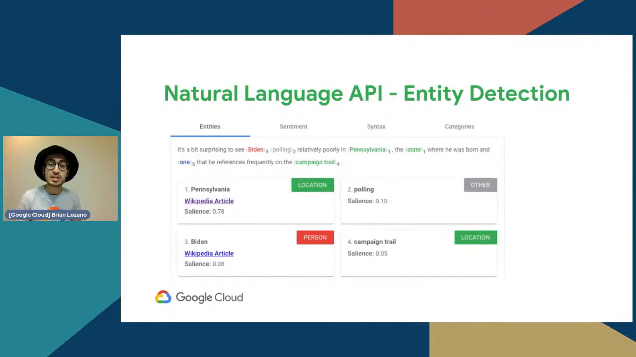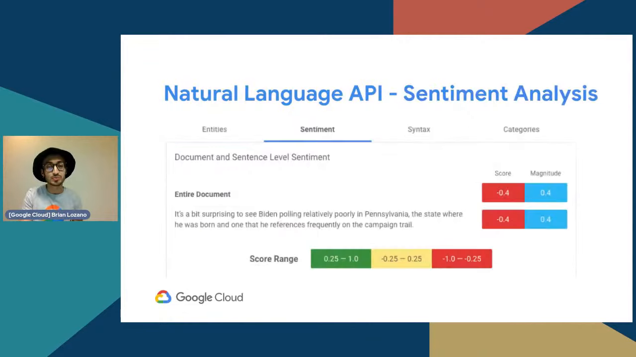Also, I want to touch base on the natural language API, which has entity detection, which helps to determine keywords in your text. So for example, we have Pennsylvania, Biden, and campaign trail. Also within the natural language API, we have sentiment analysis, which helps to determine how positive or negative a text can be.